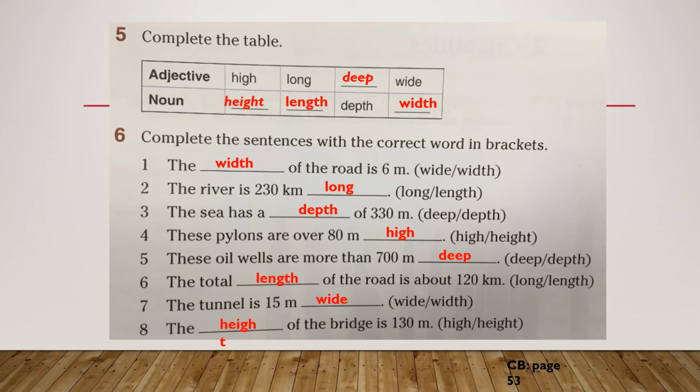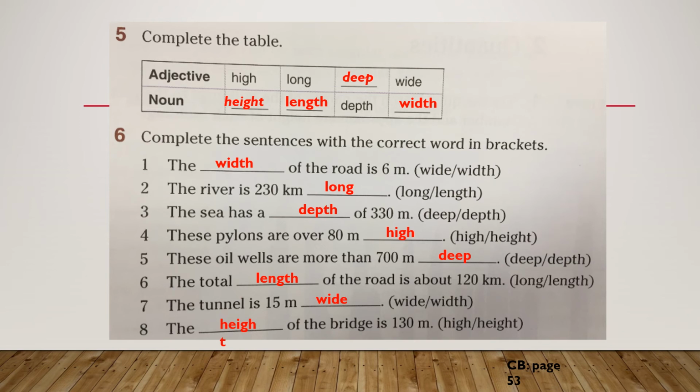But let's look at number 2. We usually use it after the distance itself, or the measurement. We say 230 meters, kilometers long, deep, high, and so on. So we use the adjectives after the measurement, but we use the noun after the or the total.